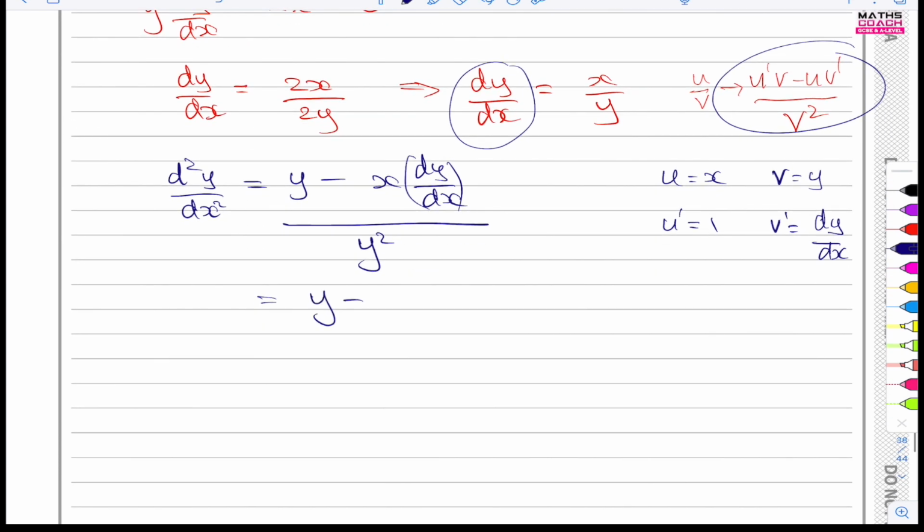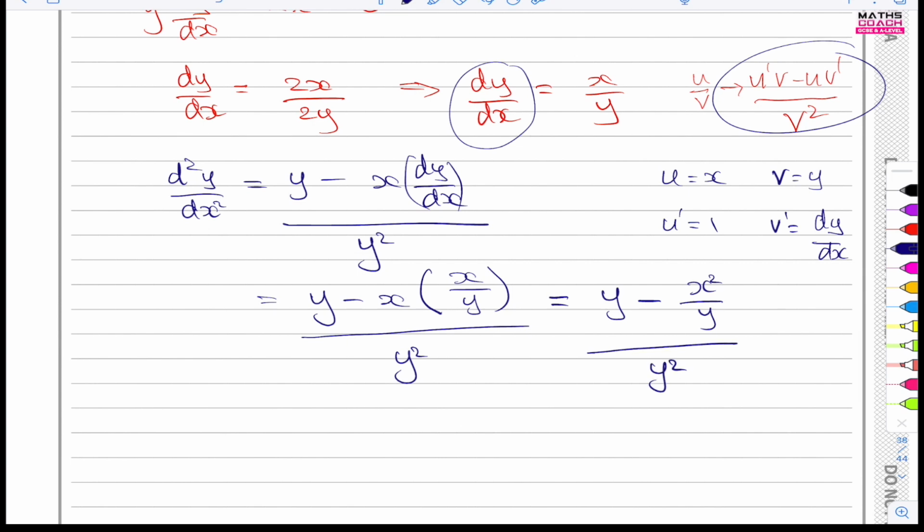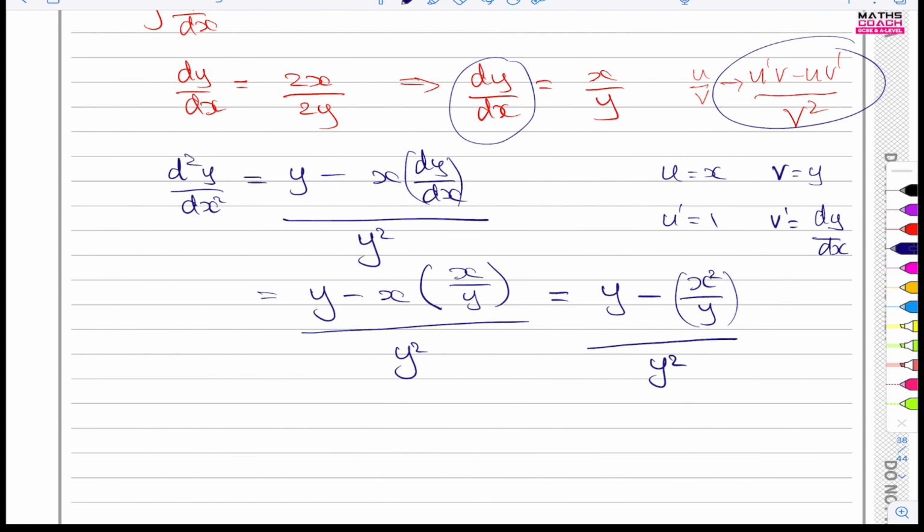So we have y minus x times dy/dx, which we replace with x over y, all over y squared. And if we now simplify this, this is equal to y minus x squared over y, all over y squared. If you want to get rid of the y from this fraction here, we're going to multiply everything on the top by y, and to balance it, we're going to multiply the bottom by y as well. So this now gives us y squared minus x squared over y to the power of 3. And that's d2y by dx squared.